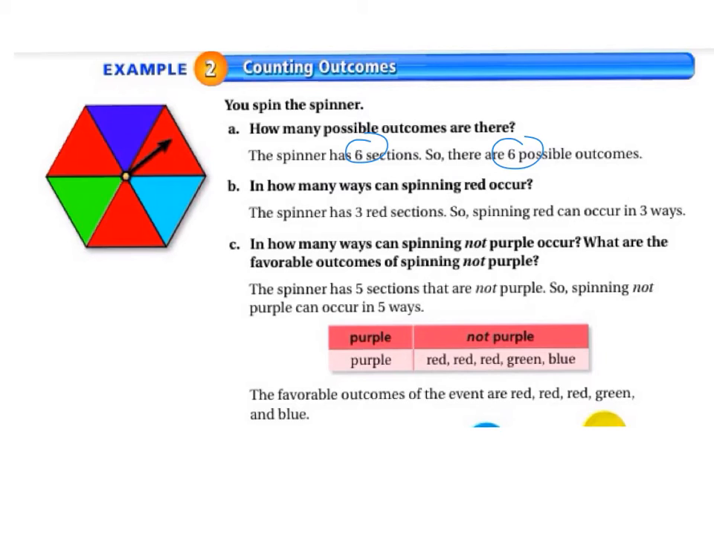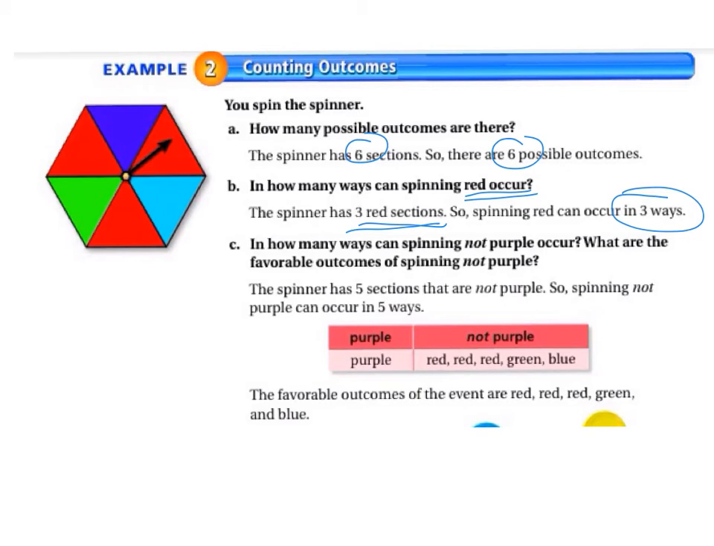Even though 3 of them are red, there are still 6 outcomes because you count each red space as a separate outcome. In how many ways can spinning red occur? The spinner has 3 red sections, so spinning red can occur in 3 ways.